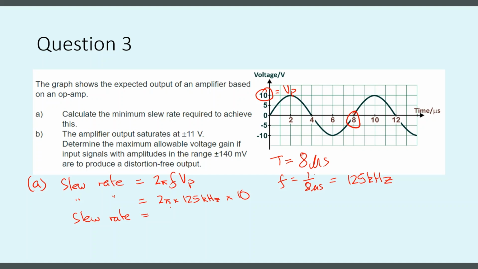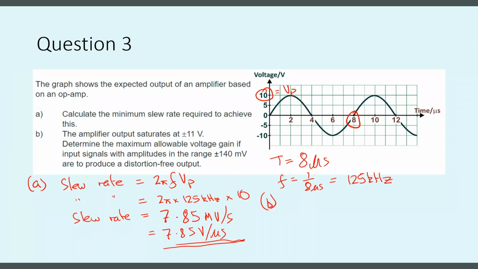So that is 7.85 megavolts per second, or we could say 7.85 volts per microsecond. And that's just taking this factor of a million from the top, dividing both the top and the bottom by a factor of a million, which will give us 7.85 volts per microsecond.